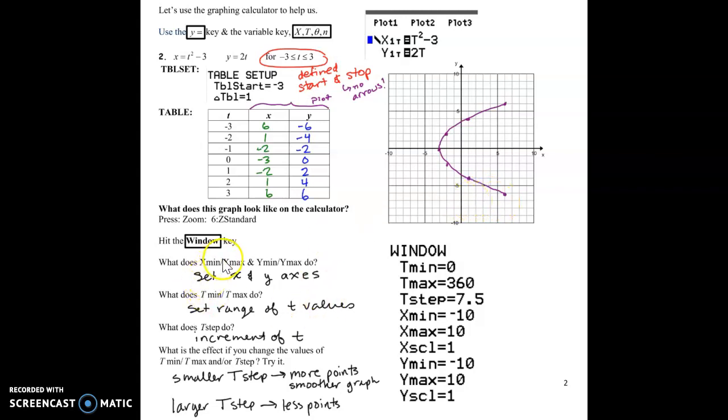The x-min, x-max, y-min, y-max just sets your x and y axes, so just leave those at -10 to 10. T-min and T-max set our range of T values. You're always going to go from the smallest value, that's your T-min, so -3 here, and then T-max would be 3. T-step is your increments of T. Obviously, the smaller the T-step, the more points and the smoother the graph. The larger the T-step, the fewer points that we have.